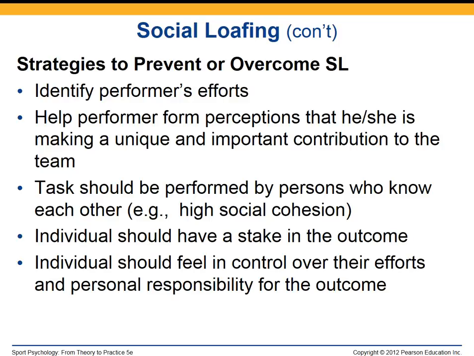To help identify the performer's efforts, help the performer form perceptions that they're making a unique and important contribution to the team. Tasks should be performed by people who know each other, so this promotes high social cohesion. Make sure the individual feels like they have a stake in the outcome, and help the individual feel in control over their efforts and personal responsibility for the outcome. And hopefully that will impede the handicapping and the loafing that's taking place.